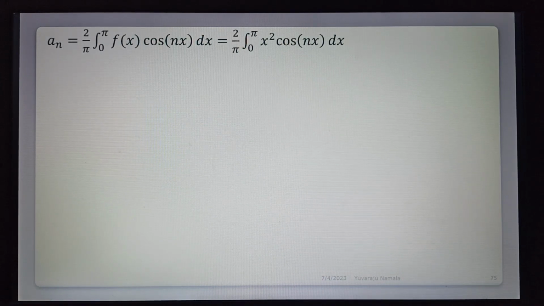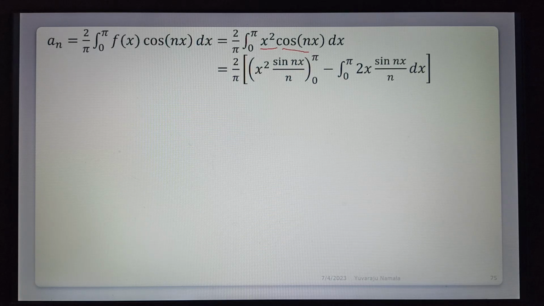So an is equal to 2 by 5 integration 0 to pi f of x into cos nx into dx. That is equal to 2 by 5 integration 0 to pi, where f of x is equal to x square, into cos nx dx. So by the u v method, that is 2 by 5 into x square into the integration of cos nx, which is sin nx by n, limit 0 to pi. Then the derivative of x square is 2x, and we integrate a second time, the integration of sin nx by n.